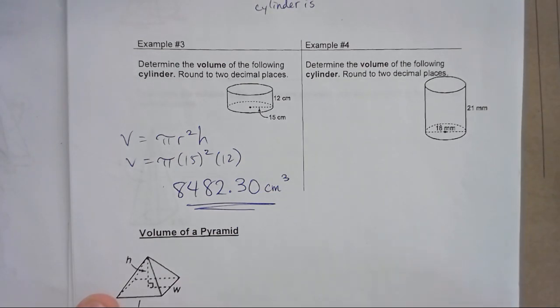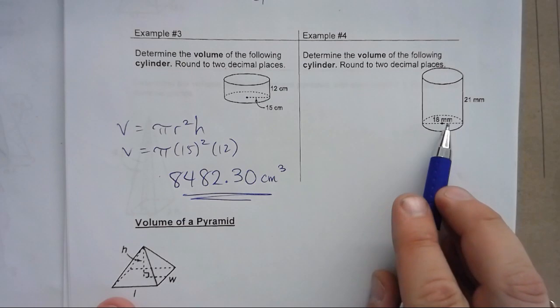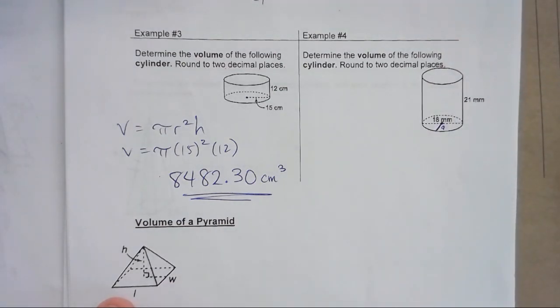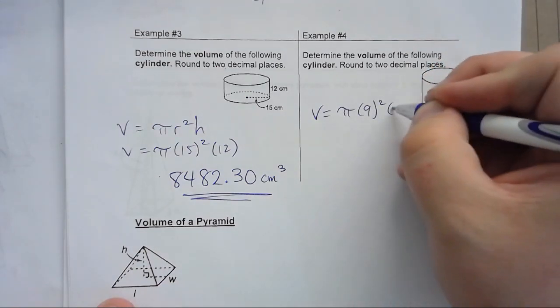Determine the volume of the following cylinder. This one throws a very minor complication. Do you see it? They're trying to mess with you. What's the trick here? Yeah, they don't give me a radius, they give me a diameter. So my only thing I have to do before I hit my formula is change that to 9 millimeters. Get it? Half the diameter is radius. So I'll just go to the formula this time. Pi times 9 squared times 21.